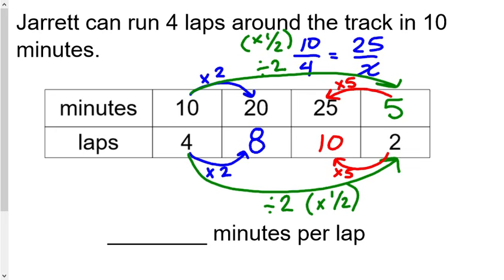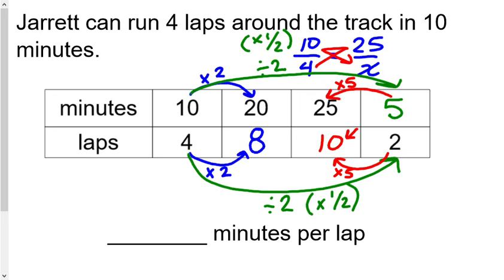If I use cross multiplying and then dividing, 4 times 25 is 100, divided by 10 is 10, just like what I got right here. So keep in mind that you can use either method to solve this. If scale factors are not working well for you, then using cross multiplying and then dividing is a way you can definitely do that.